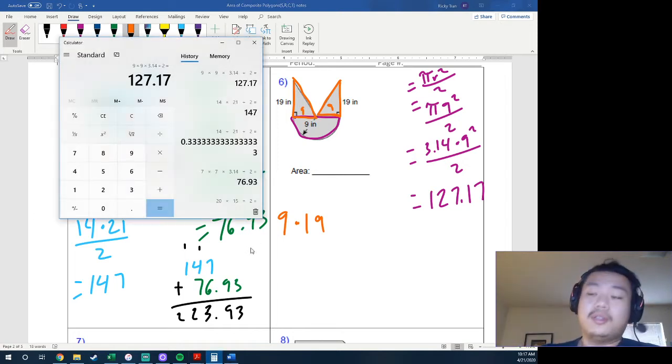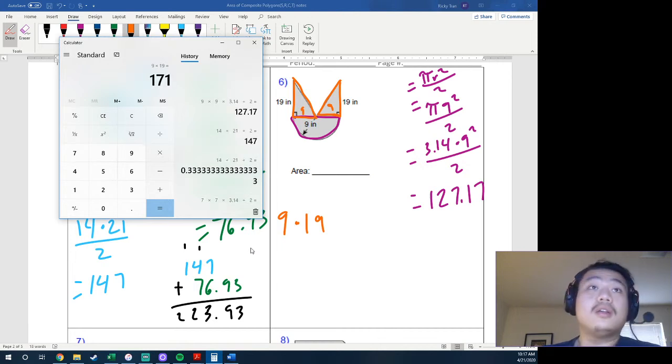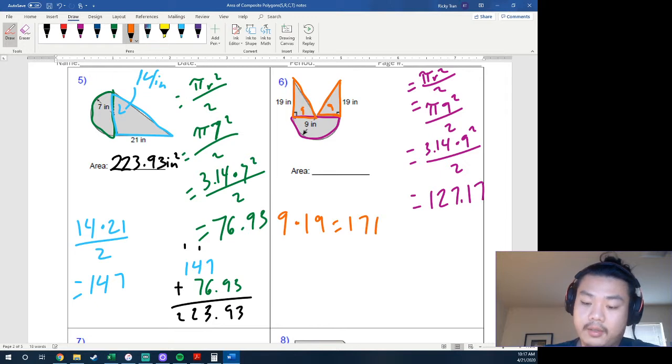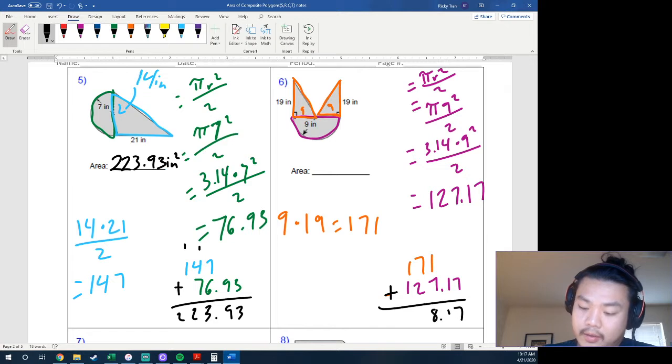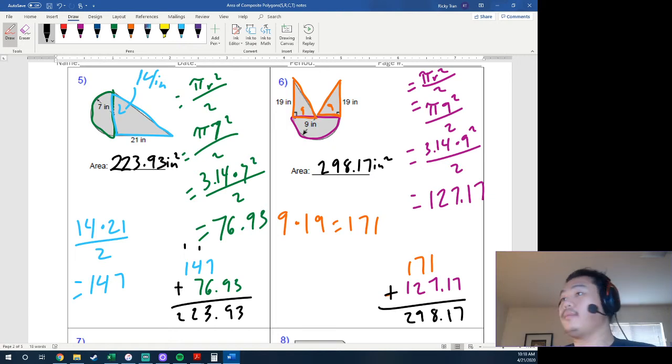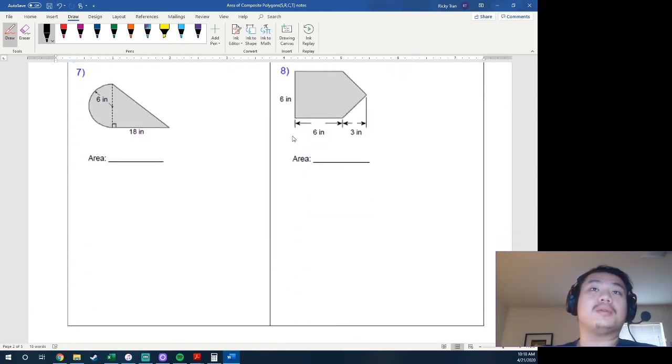Okay, so just 9 times 19, 171. So 171 plus 127.17, so it's going to be 298.17 inches squared. All right, let's keep going to number 7.